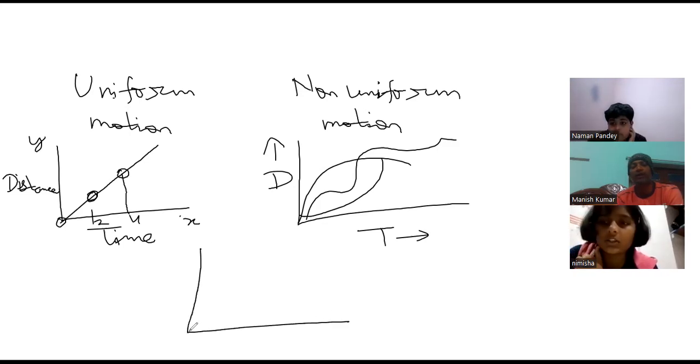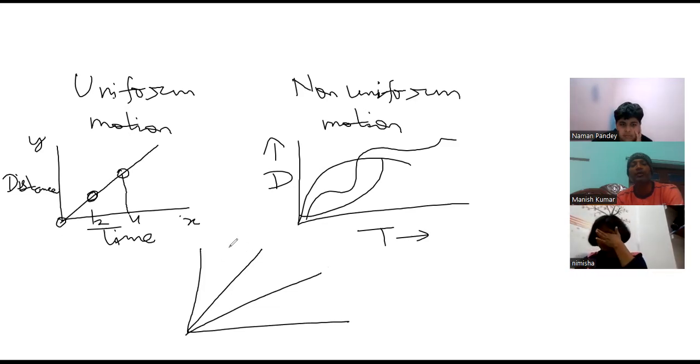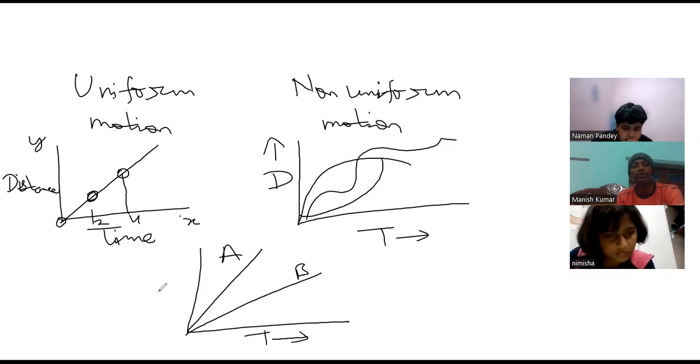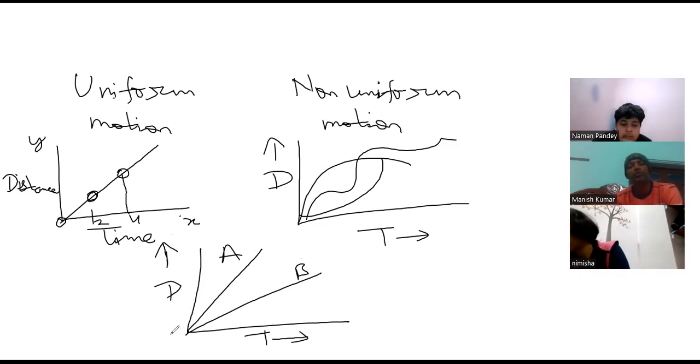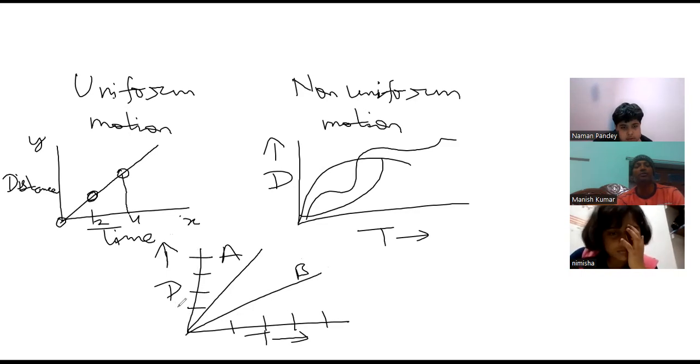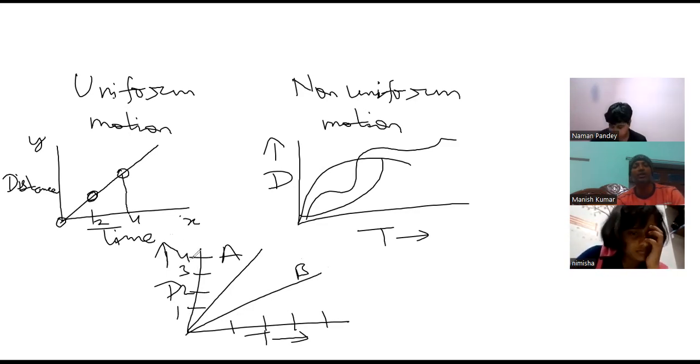If we are drawing a graph like this, suppose this is vehicle A and this is vehicle B, and this is the time and this is the distance traveled. Which one is traveling with more speed? See, this is time, suppose 1, 2, 3, 4 hours, and this is the distance 1, 2, 3, 4 like this. You have seen graphs.